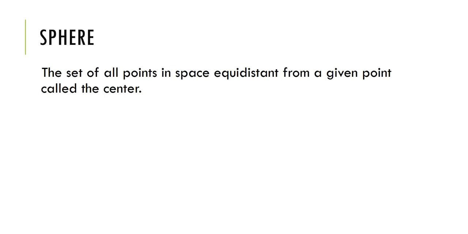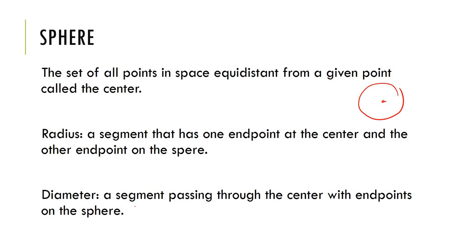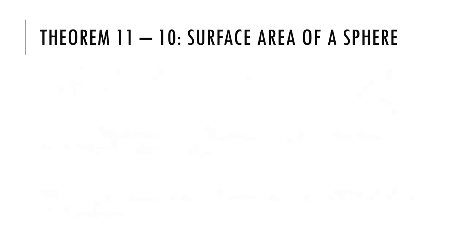A sphere is the set of all points in space equidistant from a given point called the center. So it's a similar definition to a circle. Instead of just the points on a plane that are equidistant, it's all the points in space. So it creates a ball. The radius in a sphere, just like in a circle, is a segment that has one endpoint at the center and the other endpoint on the edge of the sphere. And the diameter also is a similar definition, passing through the center with endpoints on the sphere.